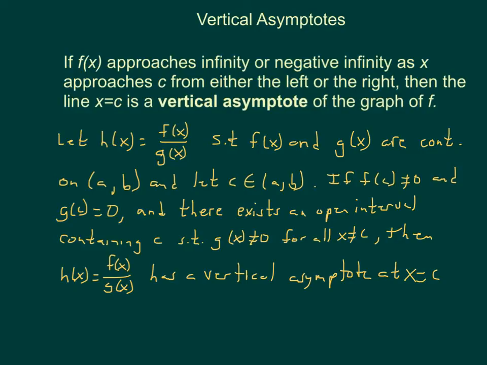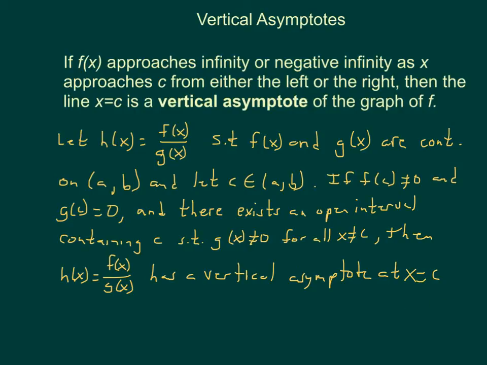Okay. So we're going to let h of x equal f of x over g of x such that f of x and g of x are continuous on AB. And we're going to let c be an element of AB. So c is some number in AB. If f of c does not equal 0 and g of c equals 0, then there exists an open interval containing c such that g of x is not equal to 0 for all x not equal to c. Then we know that h of x has a vertical asymptote at x equals c.